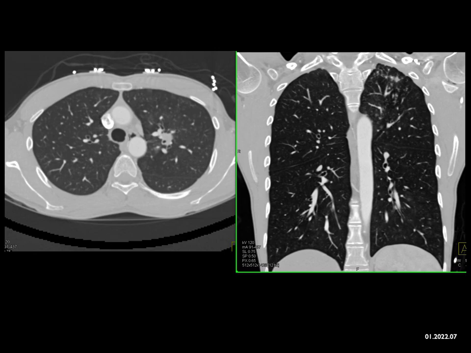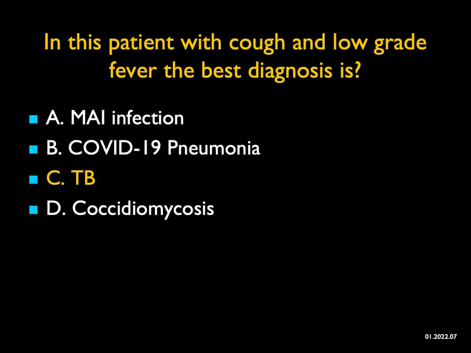This is a great pattern for tuberculosis. Multiple small nodules, mild bronchiectatic changes involving the apices, a great example of active TB.